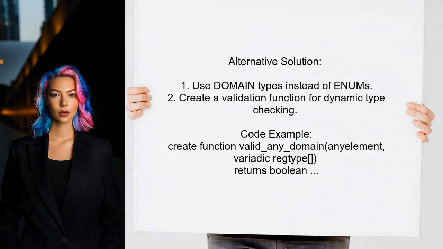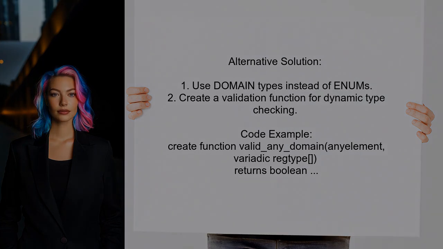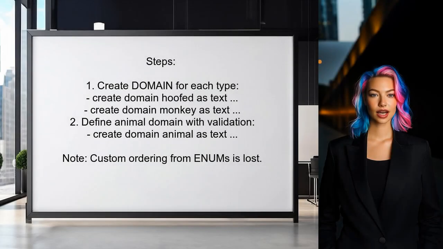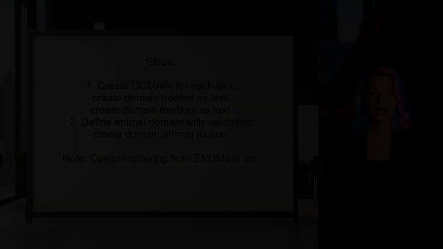An alternative approach suggests using domain types instead of enums for creating a union type in Postgres. This method involves defining a function to validate values against multiple domains. You can create domains for each animal type, like hoofed and monkey, and then define an animal domain that checks if the value belongs to either of these domains. However, remember that changing the base types requires manual constraint validation.